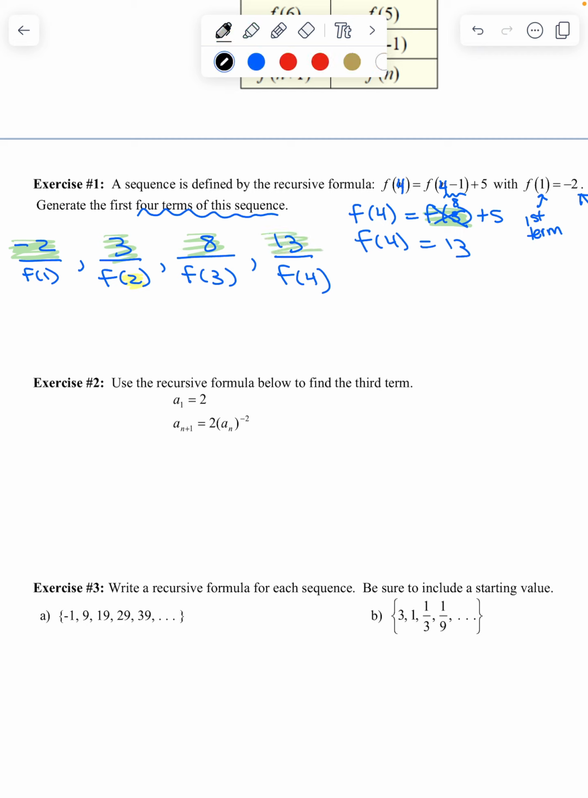So now I know the first four terms. They're negative 2, 3, 8, and 13.